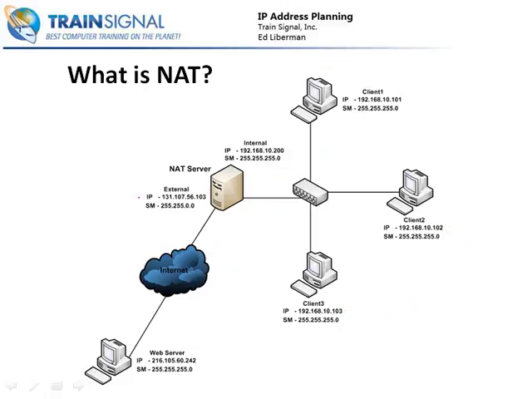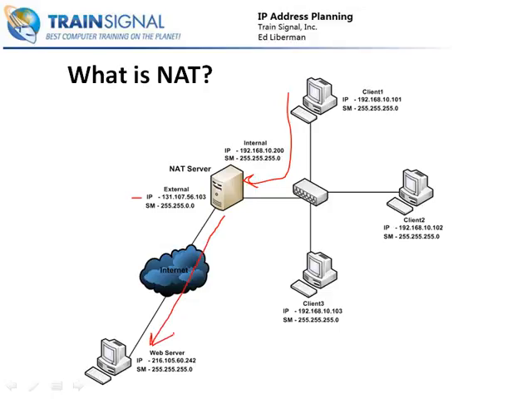Now what's going to happen here is, let's say client 1 wants to connect with a web server out on the internet. Client 1 is going to send that request to the internal IP address of the NAT server. The NAT server will then take that request and say, let me store that in my memory so that I know that client 1 is looking for this particular web server. Then I'm going to change this request so that the source IP address is my external internet IP address, and then send it out on the internet until it is received by the web server.